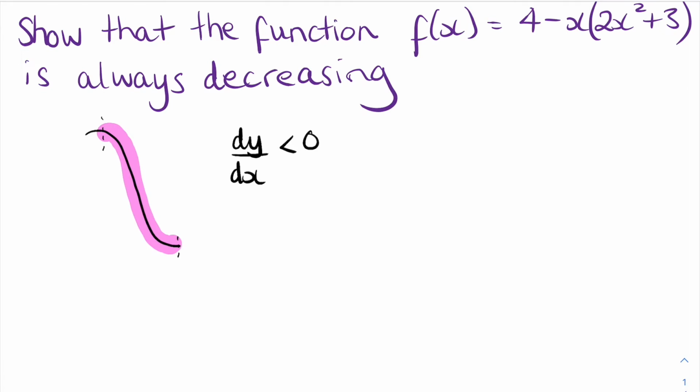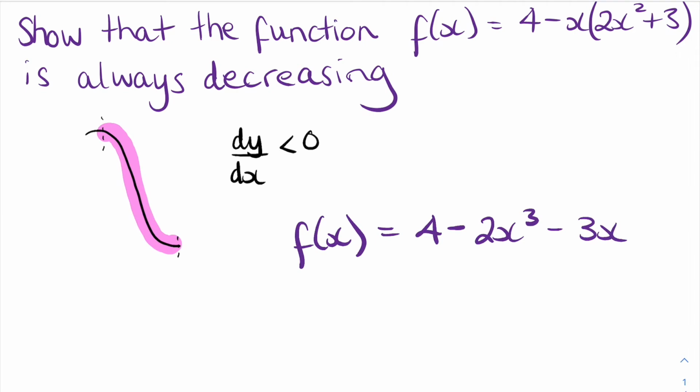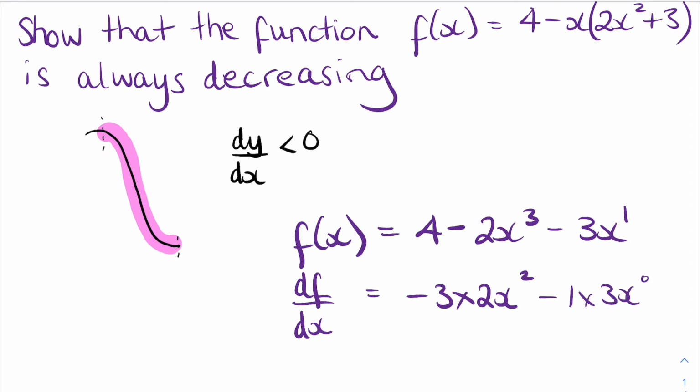So let's write f of x equals 4 minus 2x cubed minus 3x by expanding the brackets, being careful with the minus sign. So now I have three polynomial terms. I can find df by dx. If I differentiate 4, it disappears. If I differentiate 2x cubed, I multiply down by the 3 and I subtract 1 from the power. If I treat this term here as 3x to the 1, it's 1 times 3x to the 0. So we differentiate polynomial terms by multiplying down by the power and subtracting 1 from the power.